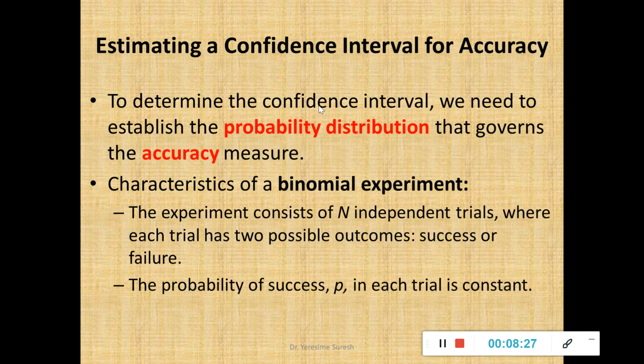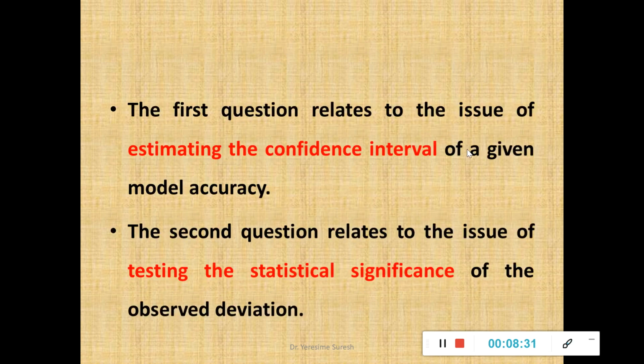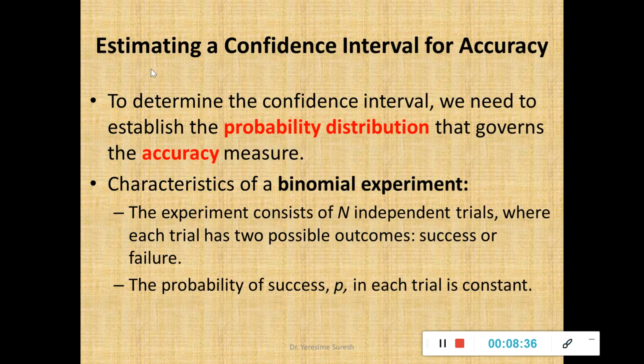Moving further, we will see how to estimate the confidence interval for the accuracy. We are trying to address the first issue by estimating the confidence interval. So the topic is estimating the confidence interval for accuracy. In order to find the confidence interval for a given accuracy of a model, we are supposed to establish the probability distribution that governs the accuracy measure.